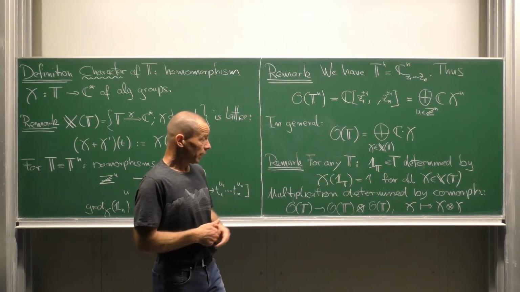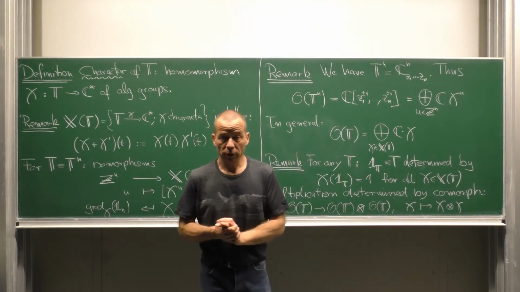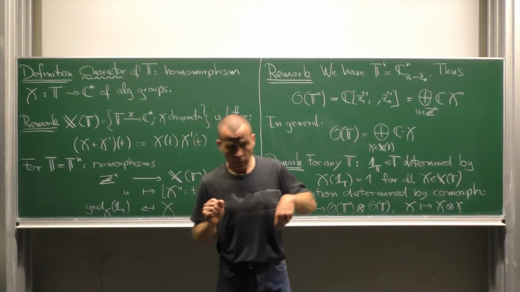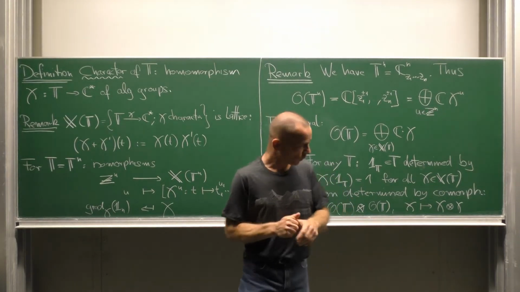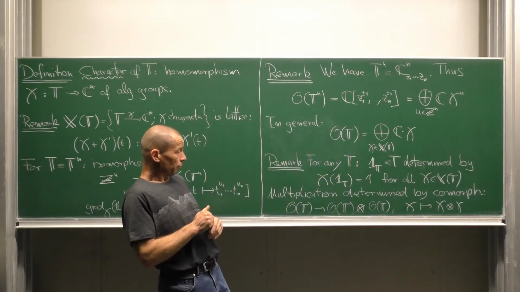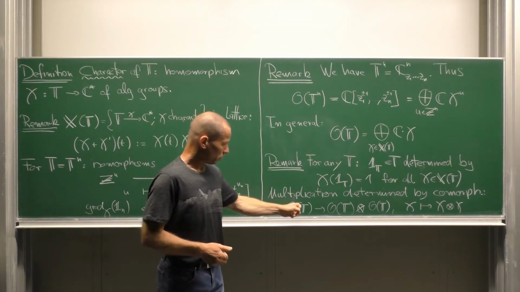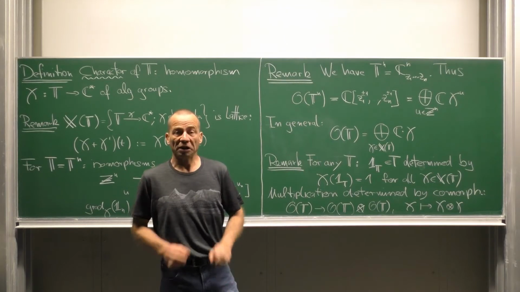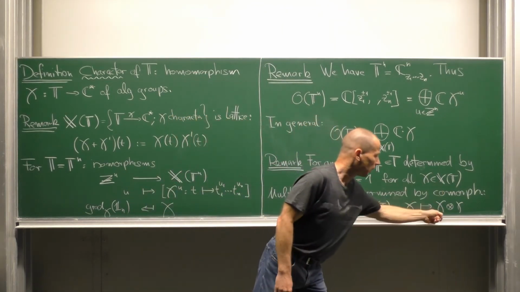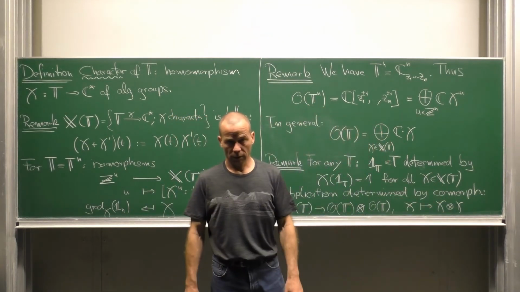Also, the multiplication map can be determined. It goes from T times T to T, and we detect it via its comorphism. The comorphism goes from O of T to the tensor product of the O of T's, and it sends a character chi to chi tensor chi.